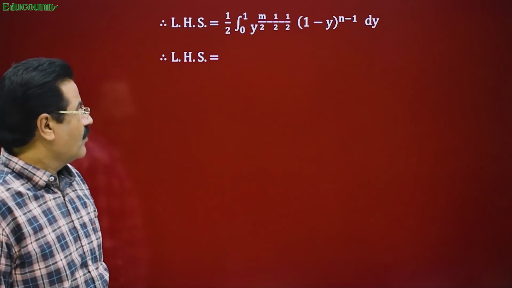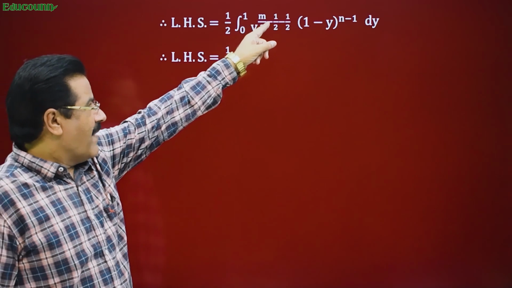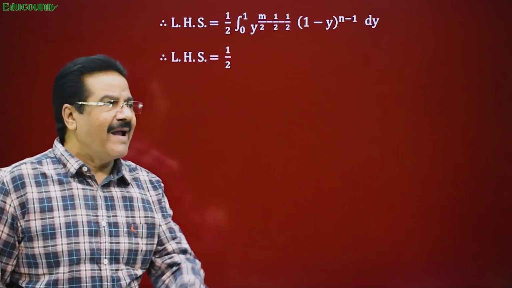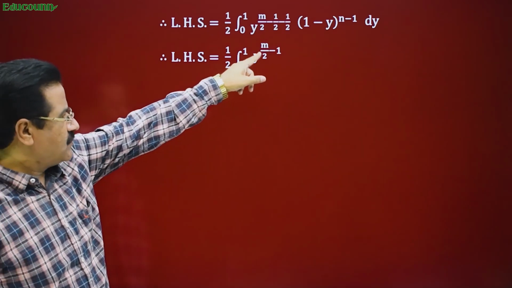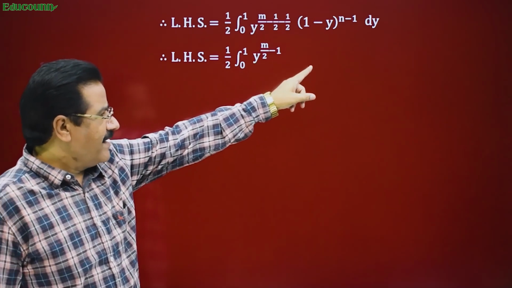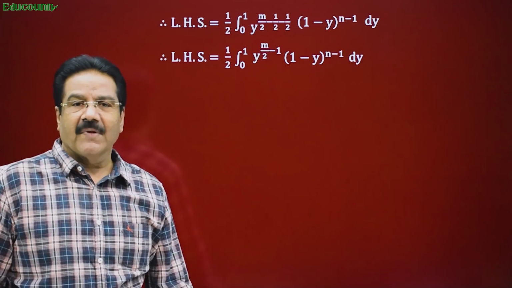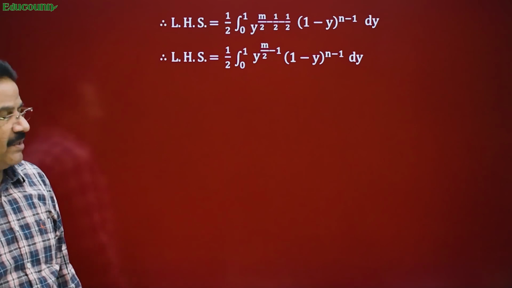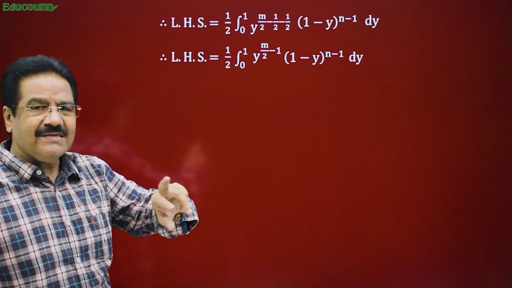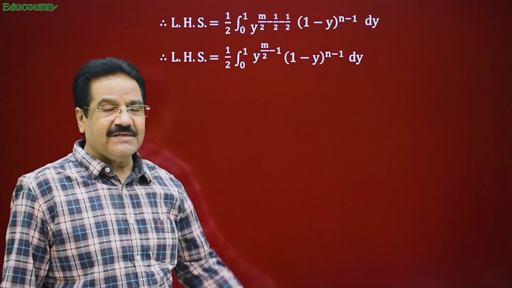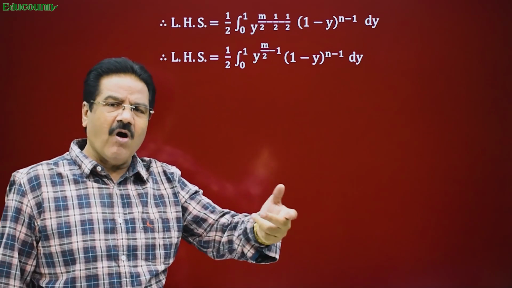Now we are going to simplify it further. That is, minus half minus half becomes minus 1. So integration 0 to 1 y raised to m by 2 minus 1. Second term (1 minus y) raised to n minus 1 dy as it is. Now concentrate on the definition. What is the change? Instead of m now, it is m by 2. n remains the same. So this is the definition of beta m by 2 comma n.